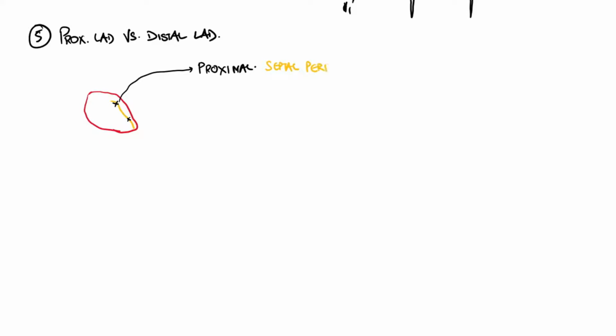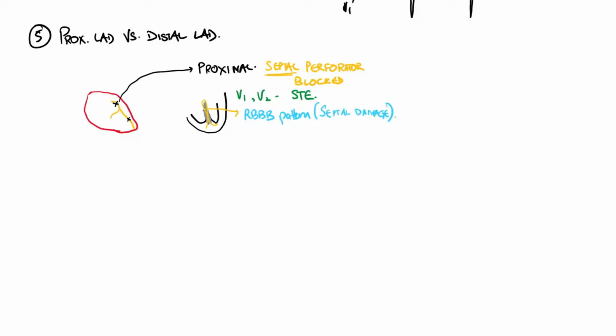So when there is no blood flow to the septum, we already know that the septal leads are V1 and V2. They will show ST elevation. So V1 and V2 are going to show ST elevation in a proximal LAD lesion. Since there is significant damage to the septum, and the septum houses the left bundle branch and the right bundle branch, a new right bundle branch block pattern can also be significant of the fact that there is ongoing proximal LAD lesion.